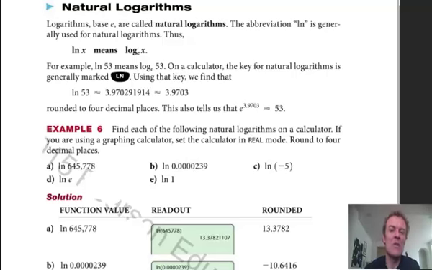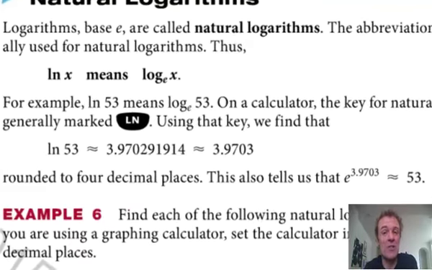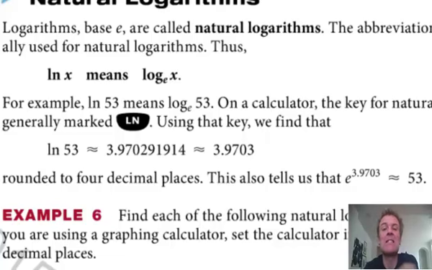Right, natural logs. This just means we're going to use the base of e. You can see that on your calculator, that's the ln button. Remember the log button is log to base 10, the ln button is log to base e. Remember 2.71828, Euler's number. And remember things like log to base 2.